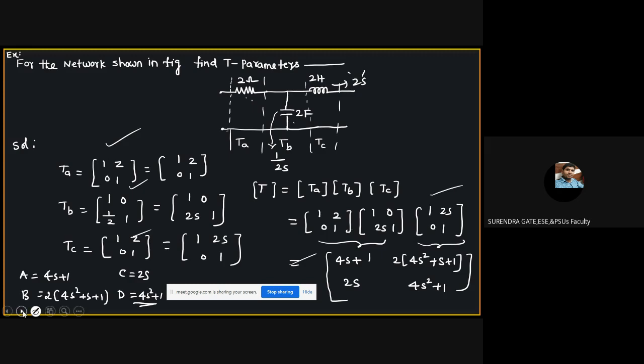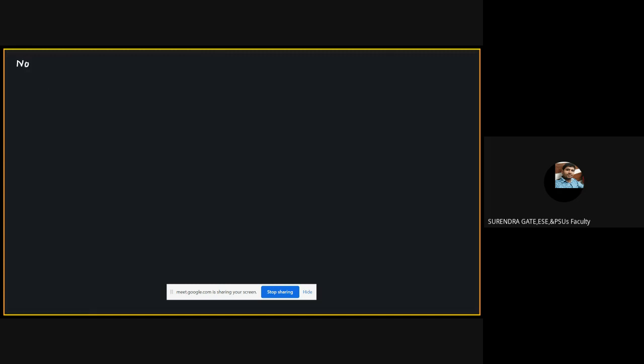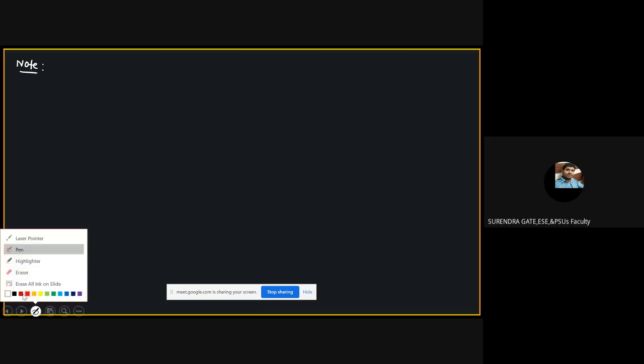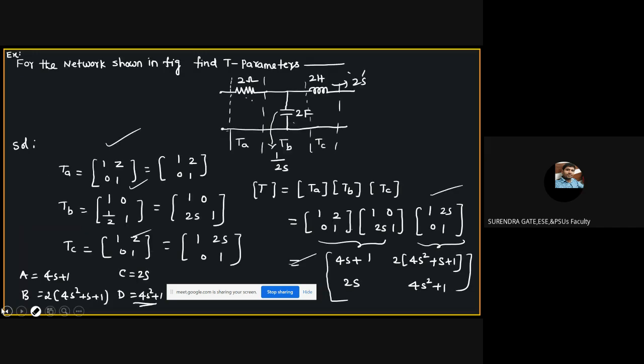And one more note you remember, this note is also important for T parameters. Later on I will explain it in the conversion process, not required here. Yes, students, still different models of questions are there.